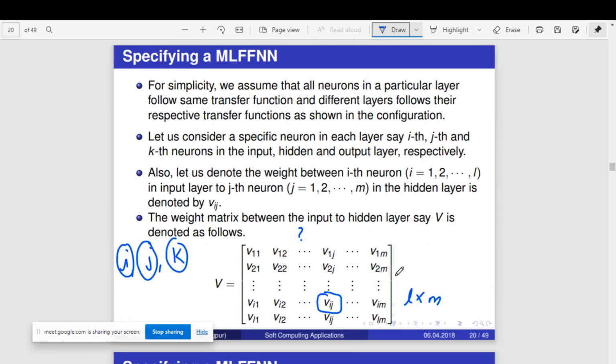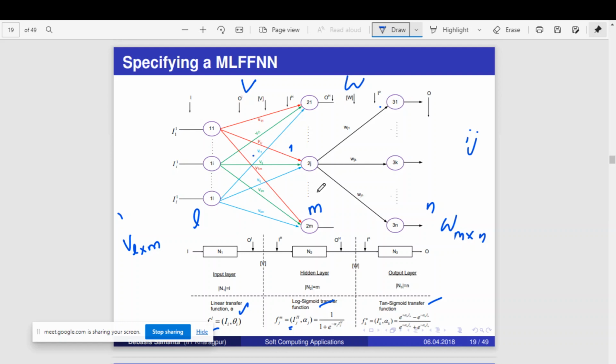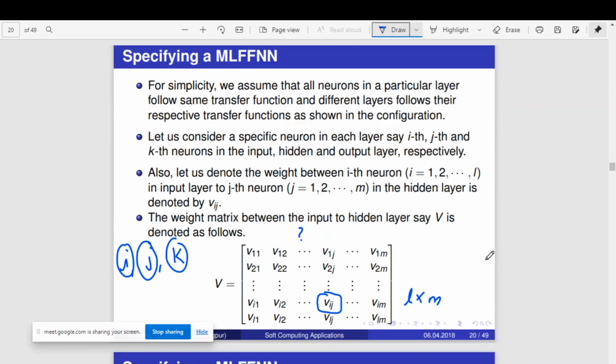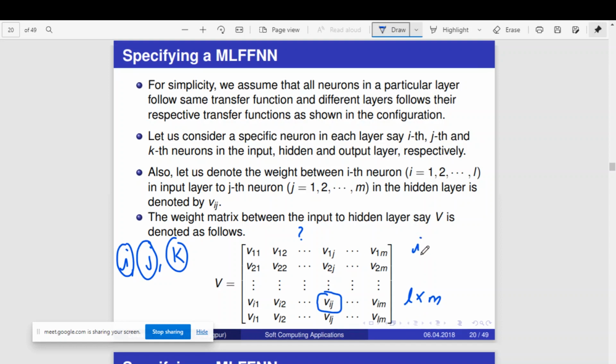So the whole story is we should identify this weight, this V matrix and W matrix. This V matrix can be represented like this, V of L comma M, and for the V matrix we use the parameters I and J. I represents the input layer and J represents the hidden layer. So when you say I and J, it represents the weight between the ith neuron of the input layer and the jth neuron of the hidden layer. That's the actual meaning.